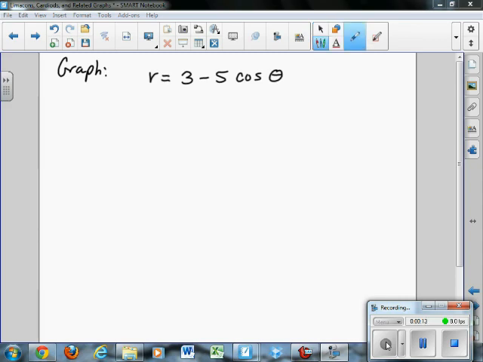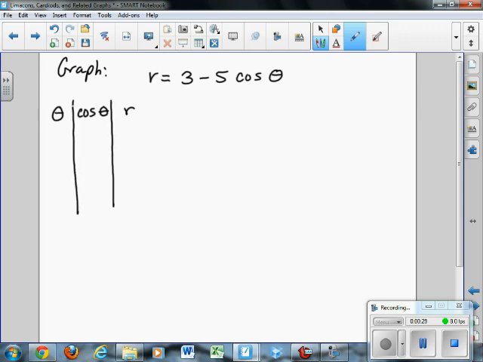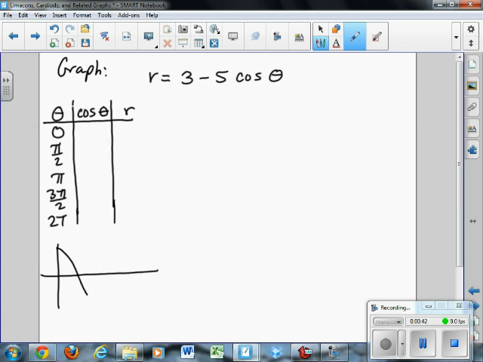One of them would be just to make a t-chart. And remember before what we did was we had our theta values, what is cosine of theta, and what is r. So if theta is 0, pi over 2, pi, 3 pi over 2, or 2 pi. And then we recalled that we have a cosine graph. Here's our cosine graph.